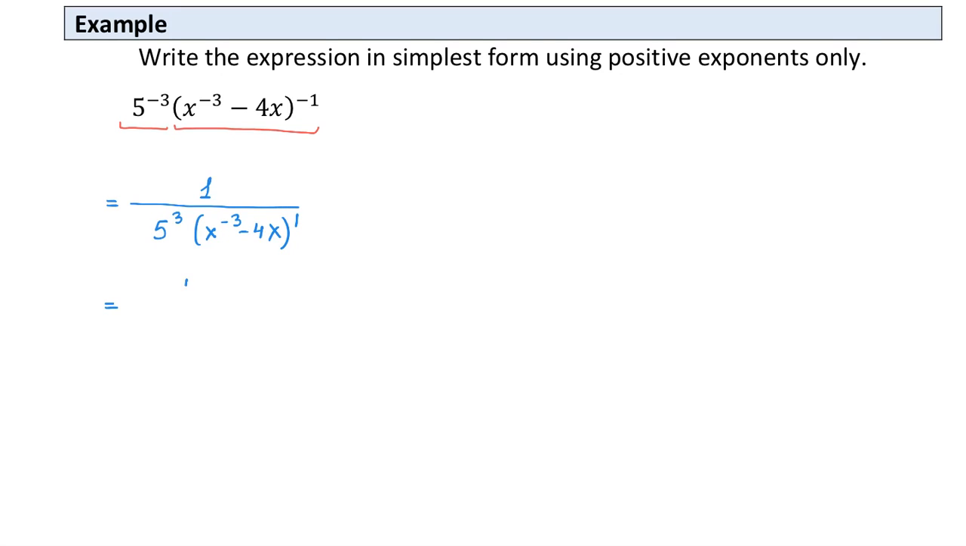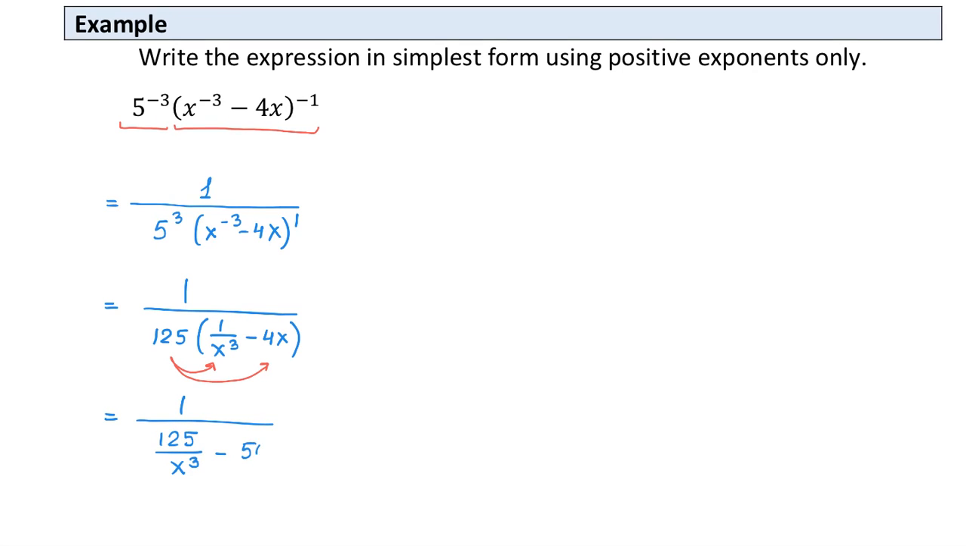From here we can write 5 to the power of 3 as 125 because 5 times 5 times 5 is 125. Then inside the parentheses we will write x to negative 3 as 1 over x to positive 3 minus 4x, and then we don't have to write the exponent 1. Now in the denominator we will remove the parentheses by distributing 125. Then we will have 1 over 125 times 1 over x cubed will be 125 over x cubed. Minus, and 125 times 4x will be 500x.